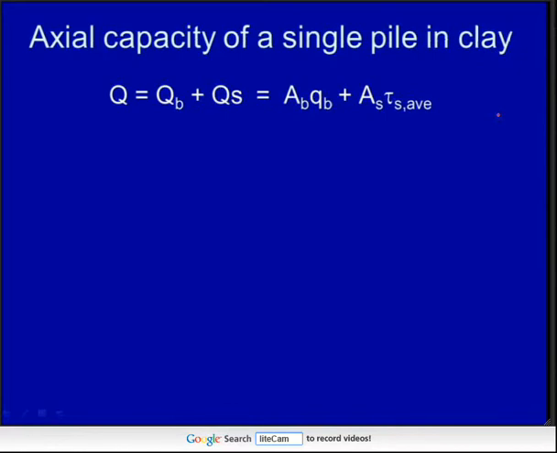Okay, that's probably the best place to leave it. Piles get their capacity from two sources: shaft friction and end bearing. Okay, thanks for your attention.